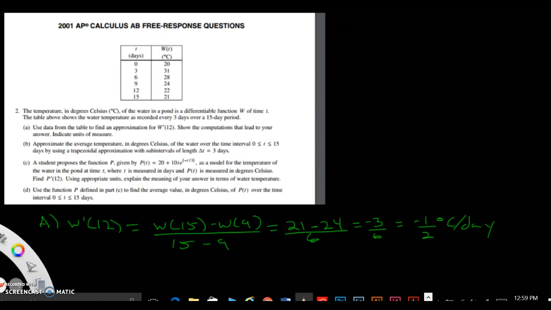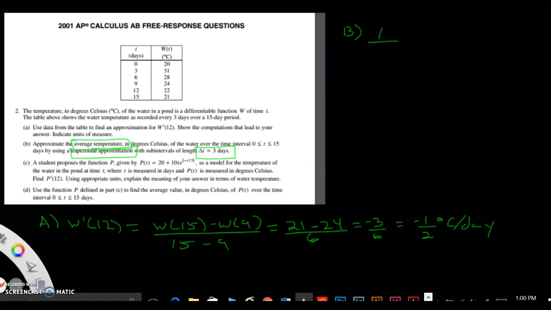B, approximate the average temperature in degrees Celsius of the water over the time interval 0 to 15 by using a trapezoidal approximation with subinterval lengths of 3 days. Okay, so there's a lot of stuff going on here. We want to find the average, and we want to use trapezoidal approximation with delta t equals 3. So they gave us the thickness. That's the good part. So I'll do it up here. So we want to find the average.